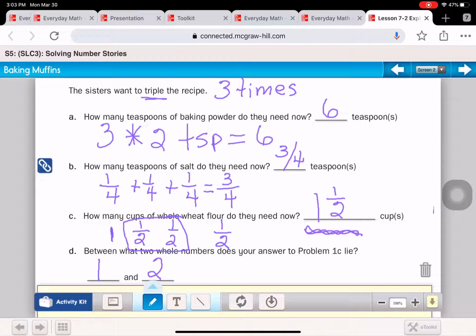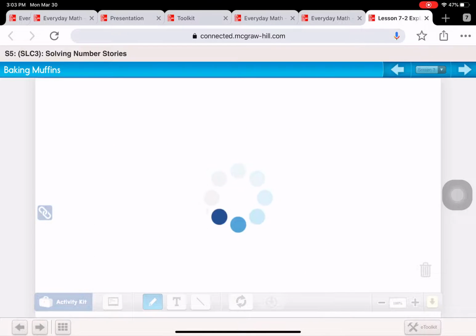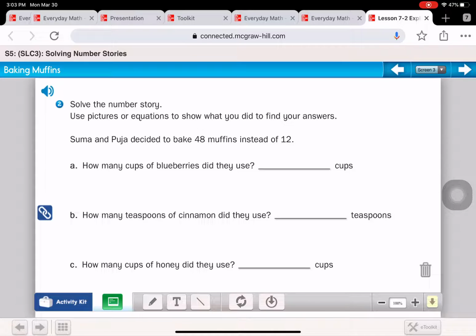All right, we are going to continue on with the next question in the lesson. Solve the number story. Use pictures or equations to show what you did to find your answers. Suma and Puya decided to bake 48 muffins instead of 12. So I know the relationship between 12 and 48. 12 times 4 I know is 48 because I know my math facts. So they are making 4 recipes, and that's going to be important to know.